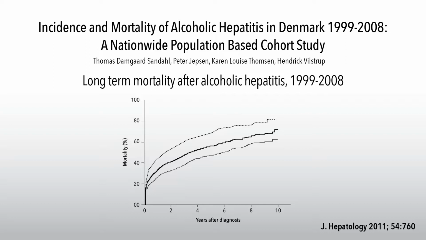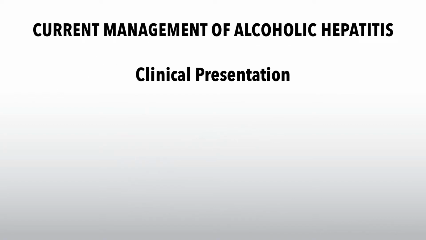Here we have a graphical analysis over the years after diagnosis, and we have nearly a 60% mortality rate once a patient was diagnosed with alcoholic hepatitis in a nationwide population-based cohort study. Let's now move to the current management of alcoholic hepatitis, and management, of course, starts with clinical presentation.